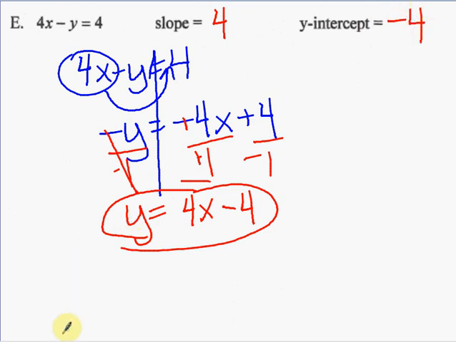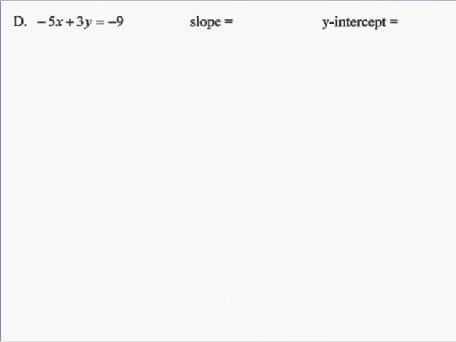Now I skipped the problem a second ago. I'm going to go back to it. Maybe we'll do it. Let's see. Yeah, we will do it. Let's do this problem, letter D. Alright, so we'll write this down here. The reason I want to do it is that it's a negative 5 in front of the x. We haven't seen a negative yet, so let's go ahead and do that problem.